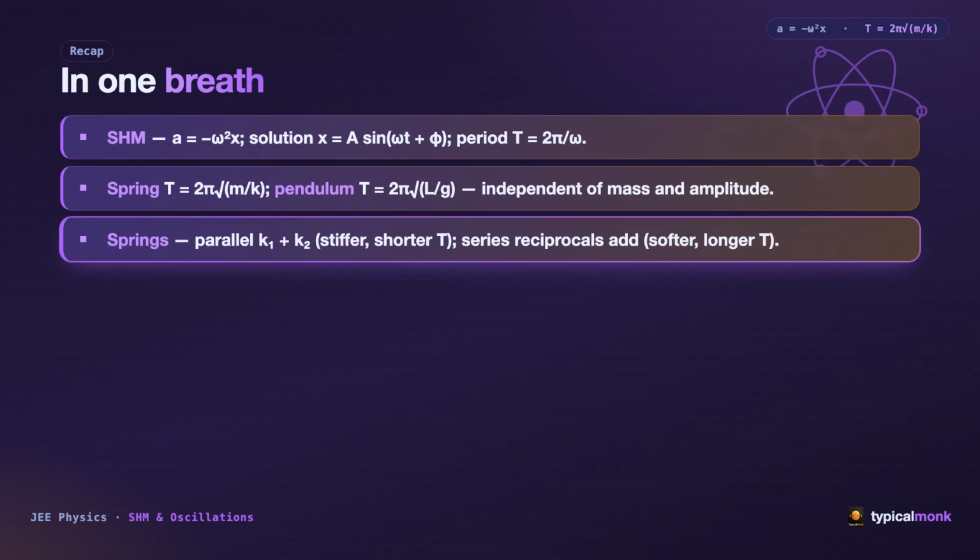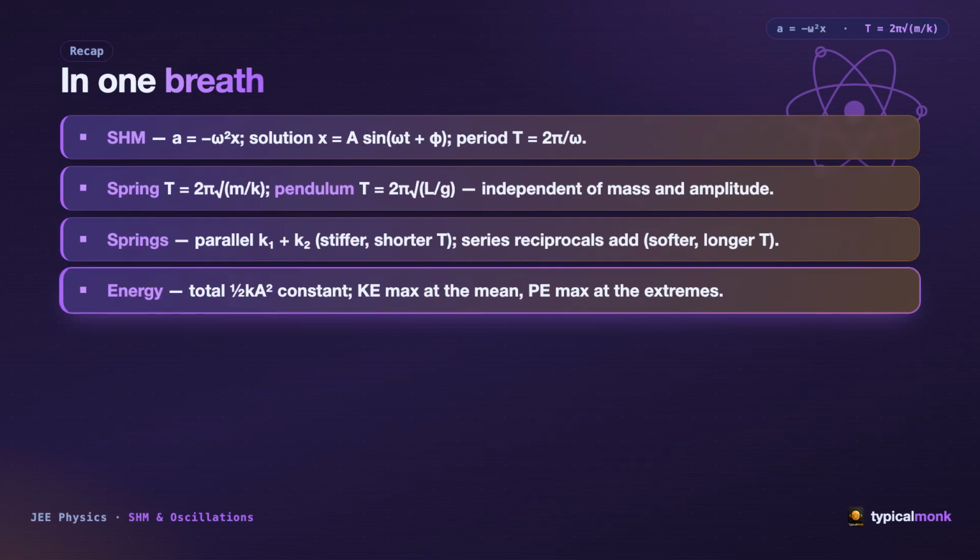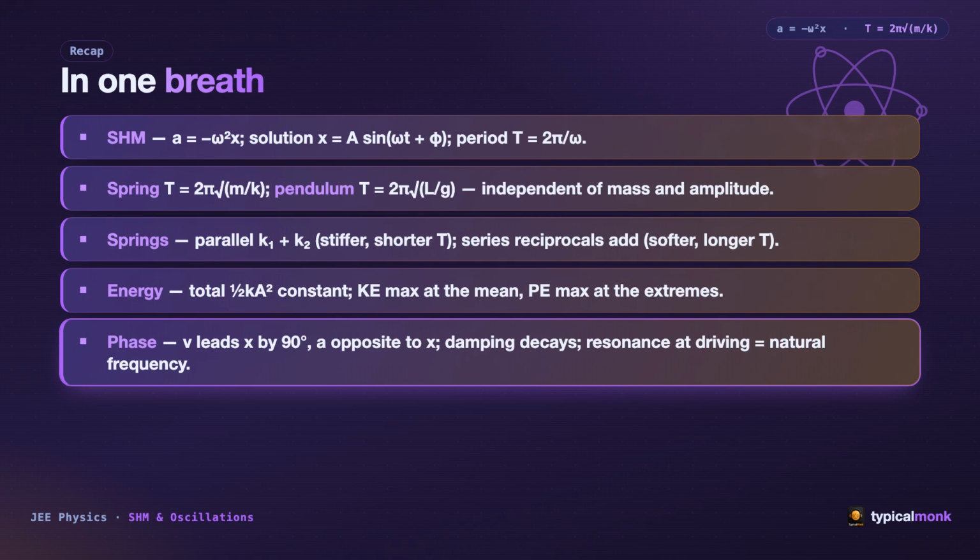Springs, in parallel the k values add, stiffer and shorter. In series the reciprocals add, softer and longer. Energy. The total is half k a squared, constant. Kinetic maximum at the mean, potential maximum at the extremes. And phase. Velocity leads displacement by 90 degrees. Acceleration opposite to displacement. Damping decays the motion. Resonance at the driving frequency equal to the natural.